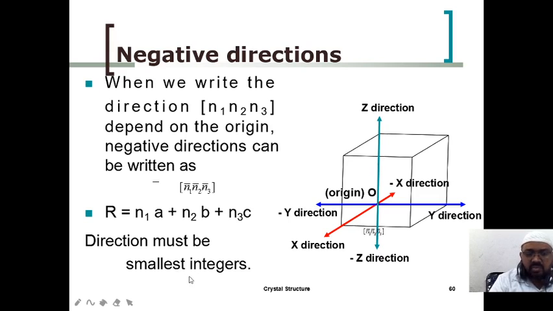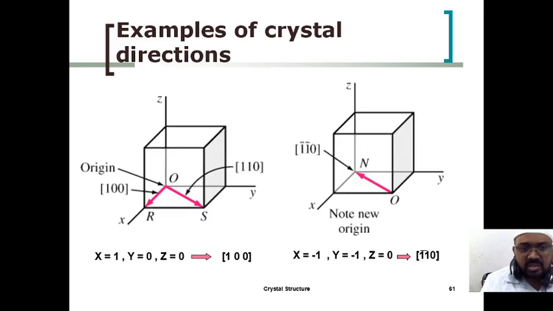So this direction must be the smallest possible integers. Instead of a negative sign, we mark it with a bar. This is for the purpose of distinction. Now, different crystal directions: we want to know the different crystal directions. For example, I will show it by doing it physically.